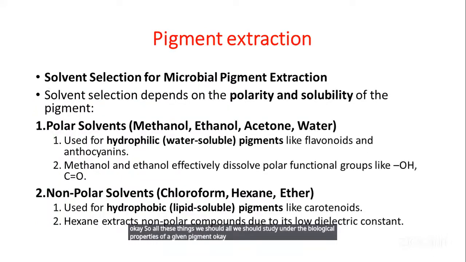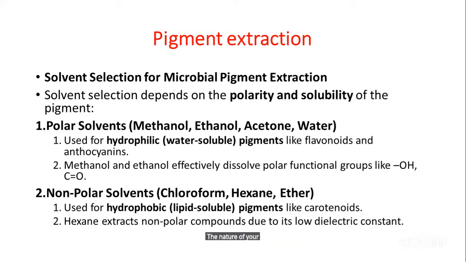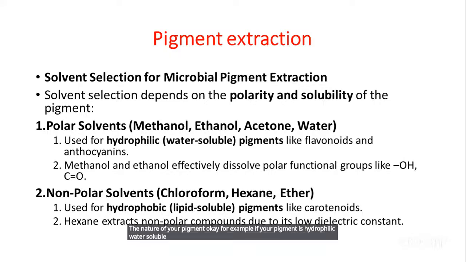Now, the third factor, which is very important in pigment research, is pigment extraction. You should know about two kinds of solvents we require to extract a particular pigment, and to extract a particular pigment you should know the nature of your pigment. For example, if your pigment is hydrophilic, water soluble, then you should use polar solvents like methanol, ethanol, acetone, water. So you should go with the polar solvents.